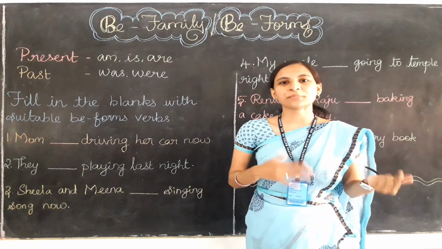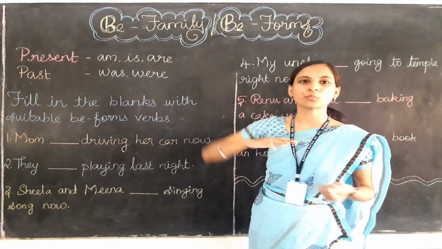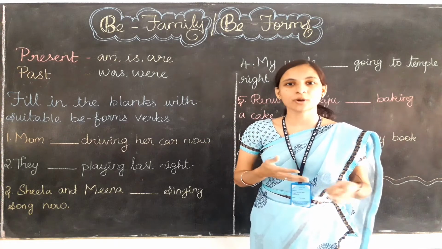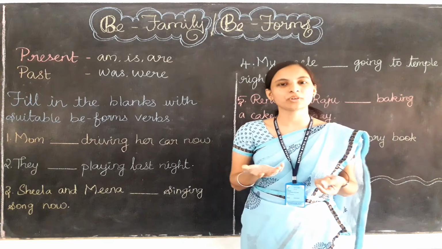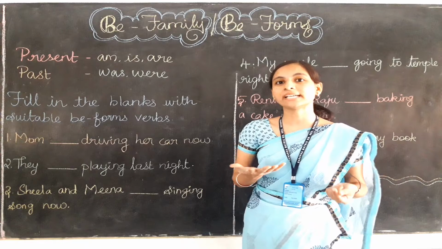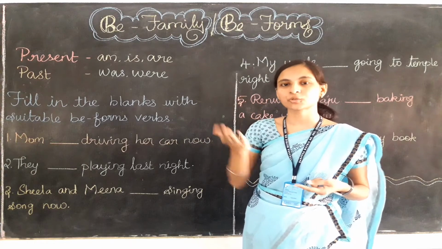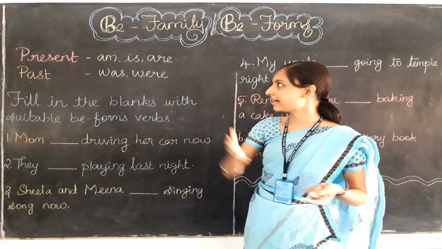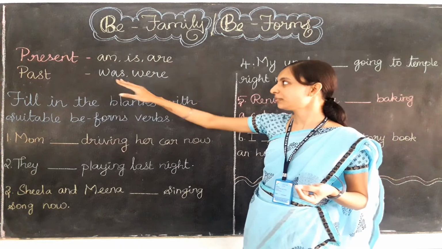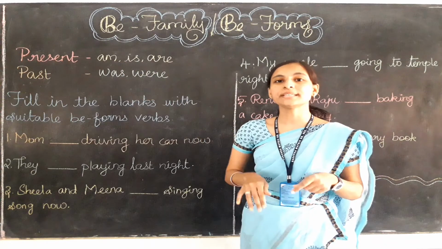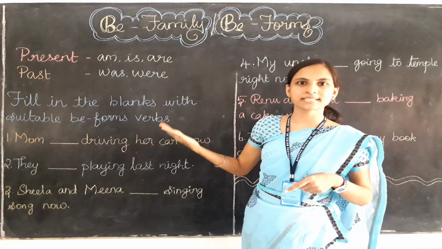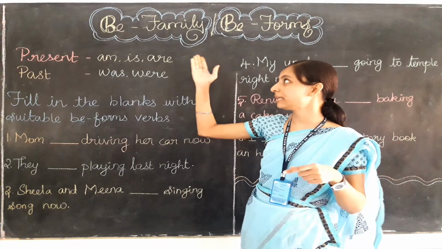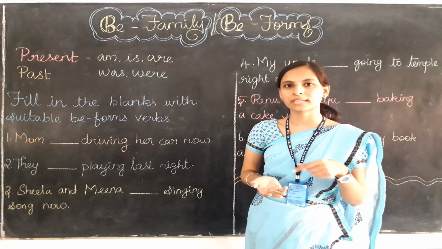Hello students, in the previous video we learned what B family verbs or B form verbs are, where to use them, and how many B form verbs we learned. Yes, we learned five verbs belonging to the B family: am, is, are, was, were. So in this video we are going to do a general exercise on B form verbs or B family verbs only.